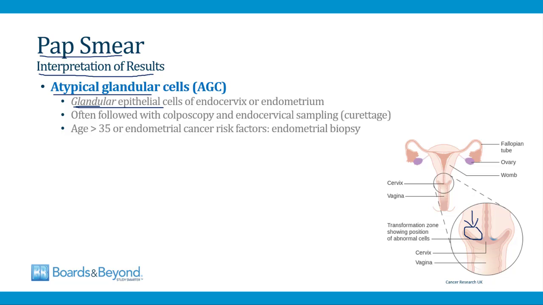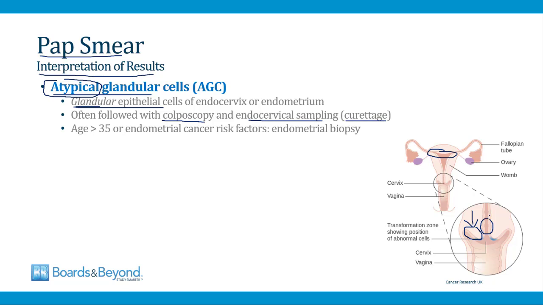There's 2 possibilities for where they came from. One is the endocervix, which is what lines the cervical canal towards the uterus. The other possibility is there are glandular cells in the endometrium, so atypical glandular cells can also be from the endometrium in the uterus. Because these cells are atypical, they may represent malignancy, so this result of atypical glandular cells in a Pap smear has to be followed up with additional testing. It's often followed up with a colposcopy, which we'll talk about in a minute, and when you do this, you need to sample the endocervix with a curettage.